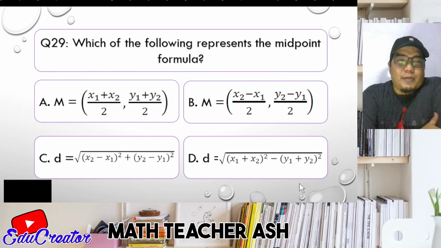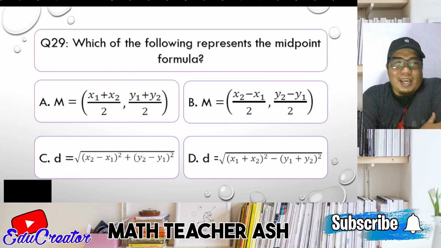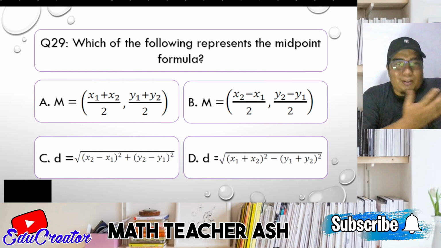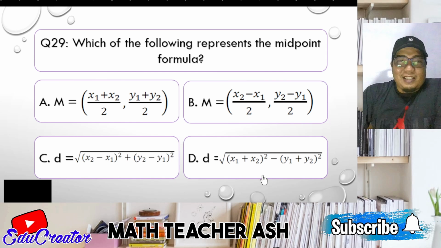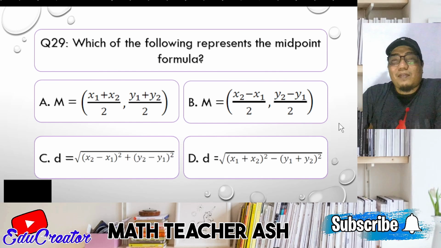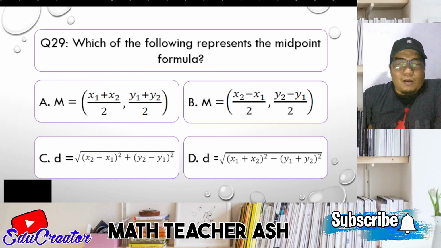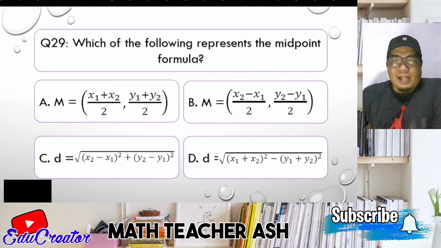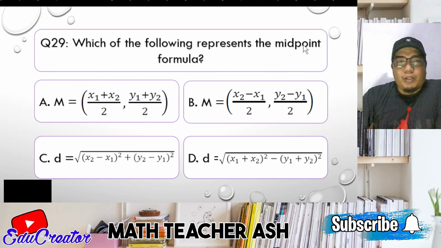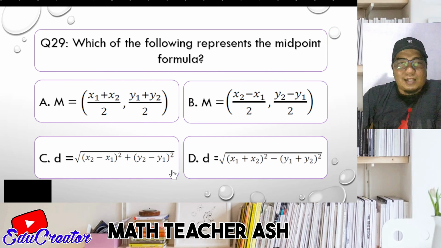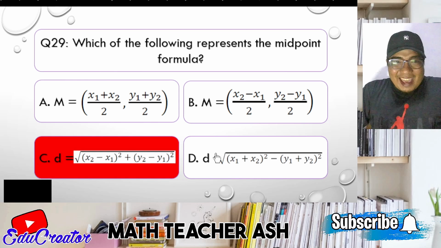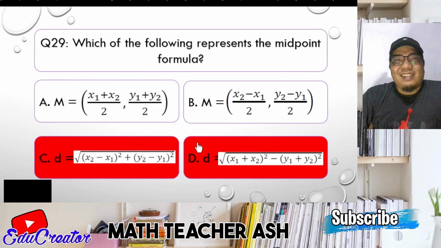Which of the following represents the midpoint formula? Is it A? Okay. B, ito yon. C, ito. Or D, ito yon. Okay, I'll give you 5 seconds to answer. Okay, my dear math learners, of course, napakadali ng question na ito kasi midpoint ang tinatanong. Therefore, mali talaga ang C at D kasi D ito, hindi M. Okay. Kasi ang D means distance.